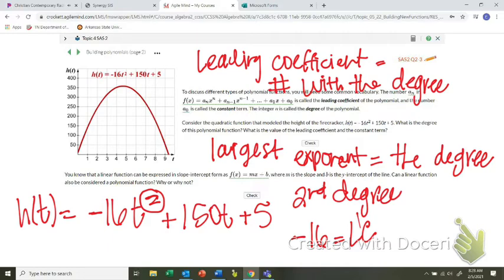At the bottom. Then, it says, what is the constant term? What is the constant? It has nothing attached, all by itself. 5. So we've got a second degree polynomial because it has a square. The leading coefficient is what is attached, so negative 16. Constant has nothing attached. Okay? Questions?